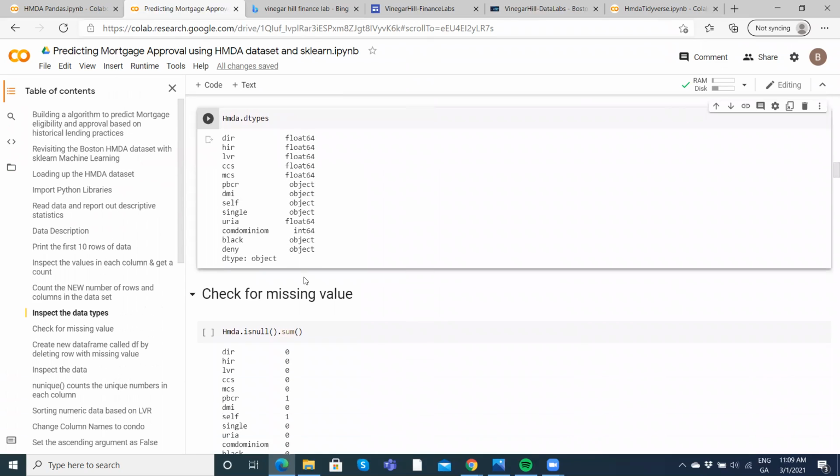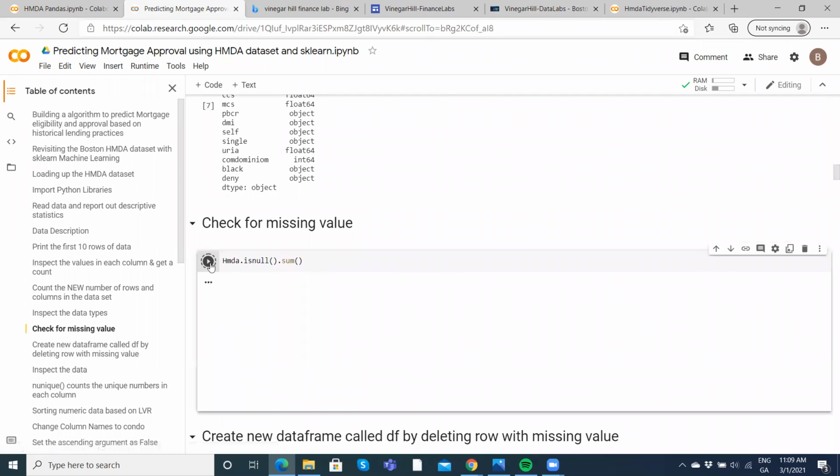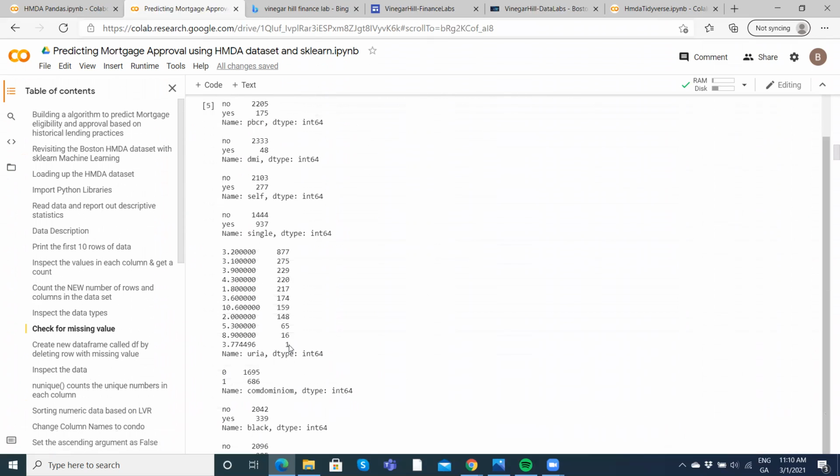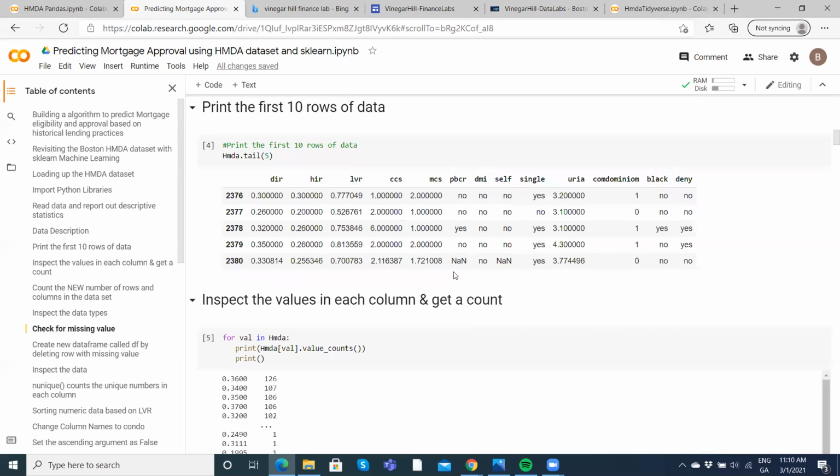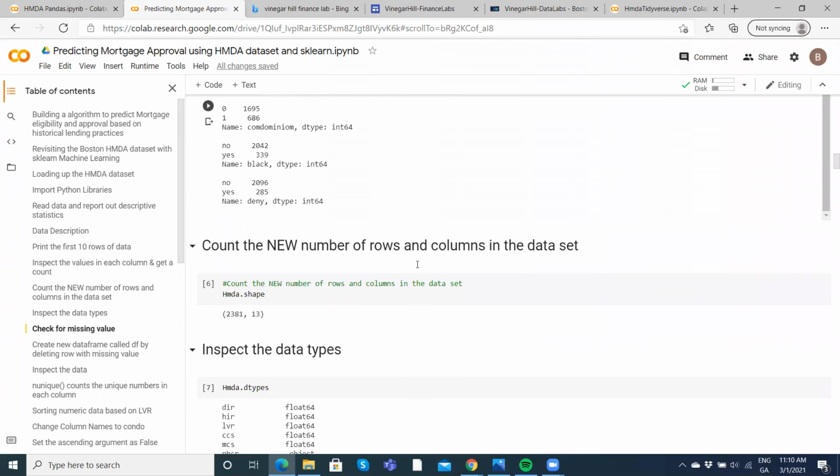So we will have to change these variables later on from just being objects into categories. When we run a check to look at our data, we notice that in the PBCR we're missing 1, and when we sum up all the missing values in self-employed, we're missing 1 cell. Again, to point out where that is, that's the very last mortgage applicant. So it's these two cells where we have the missing values, and as I've mentioned, these look corrupted as well. The mortgage credit score looks corrupted, so we need to correct for that.